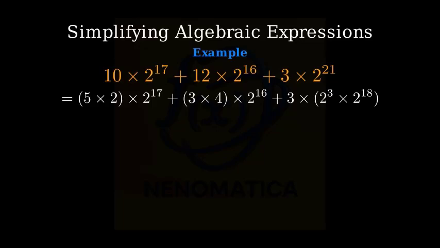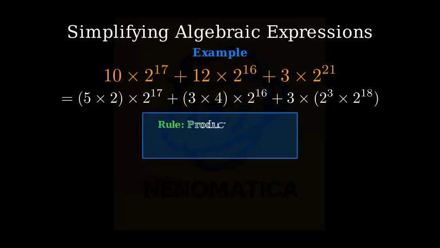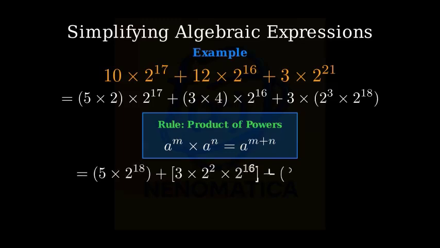21 using exponent properties. Now, we'll use the property of exponents that says when multiplying terms with the same base, we add the exponents. So 5 times 2 to the power of 17 becomes 5 times 2 to the power of 18. Similarly, for the other terms, we get 3 times 2 squared times 2 to the power of 16, and 3 times 8 times 2 to the power of 18.